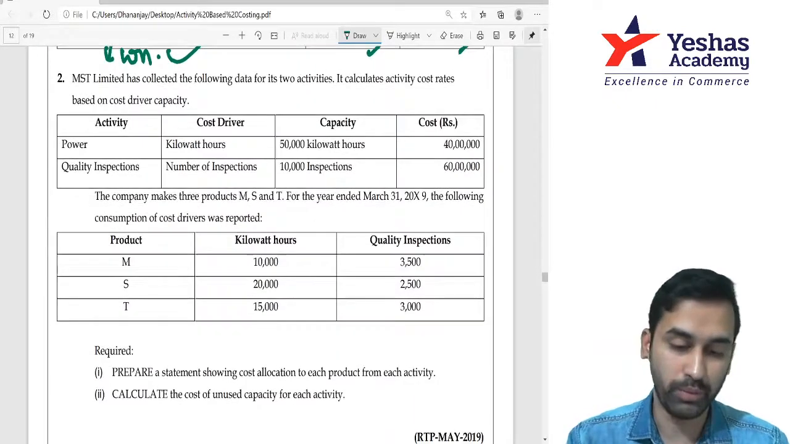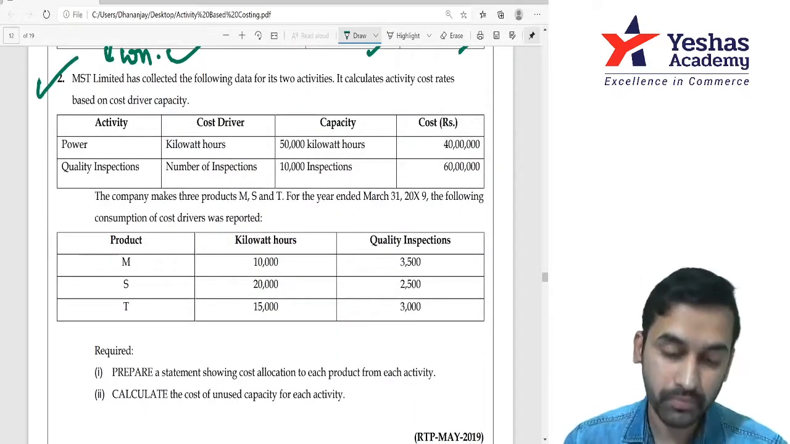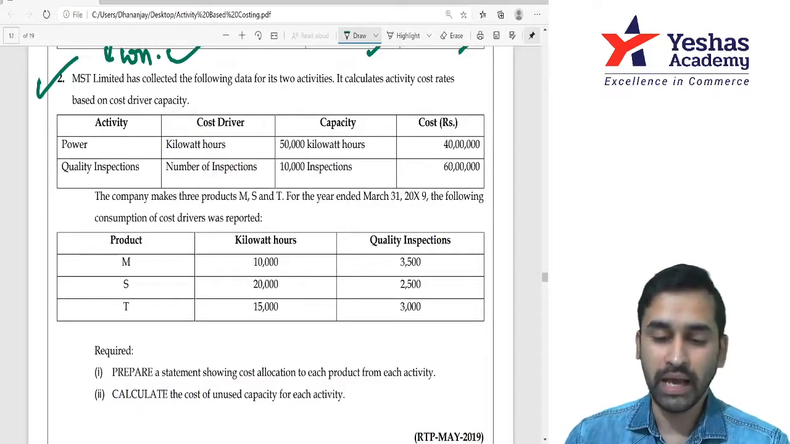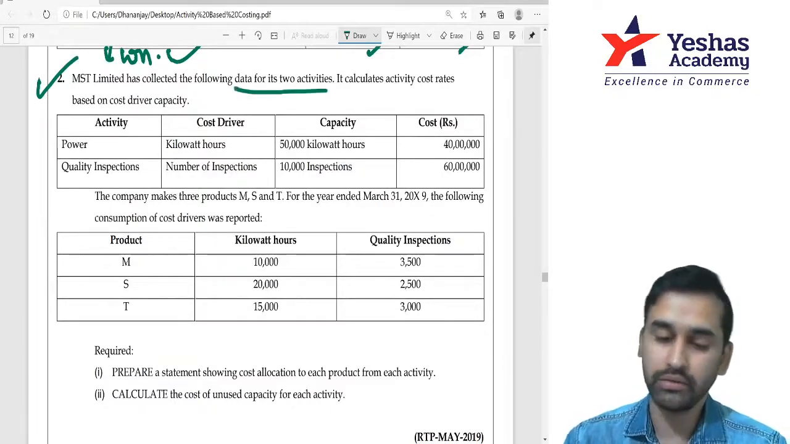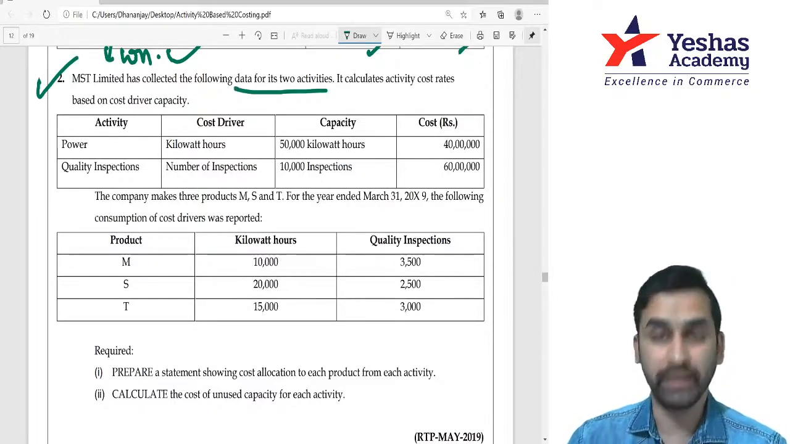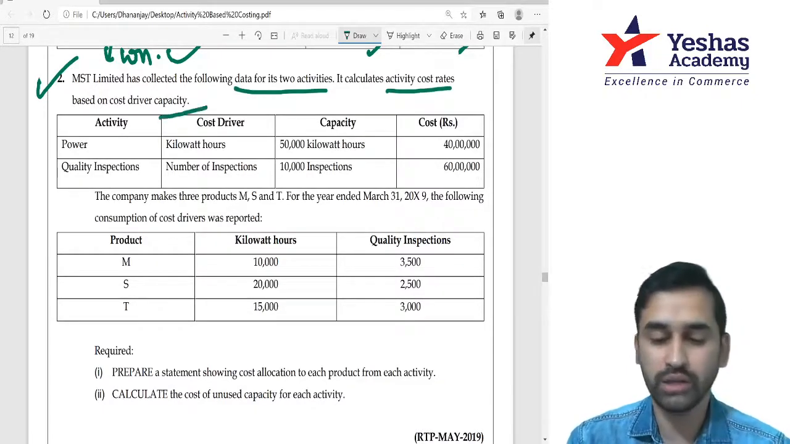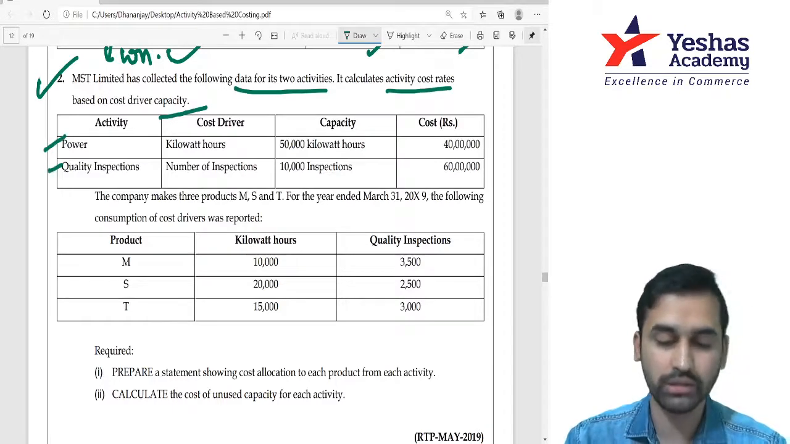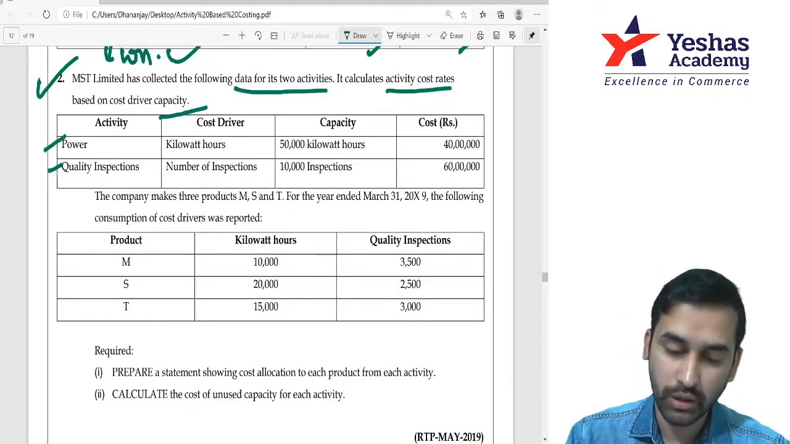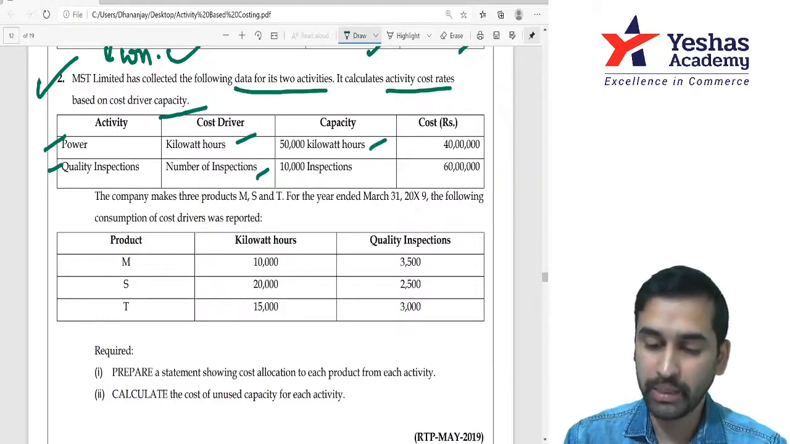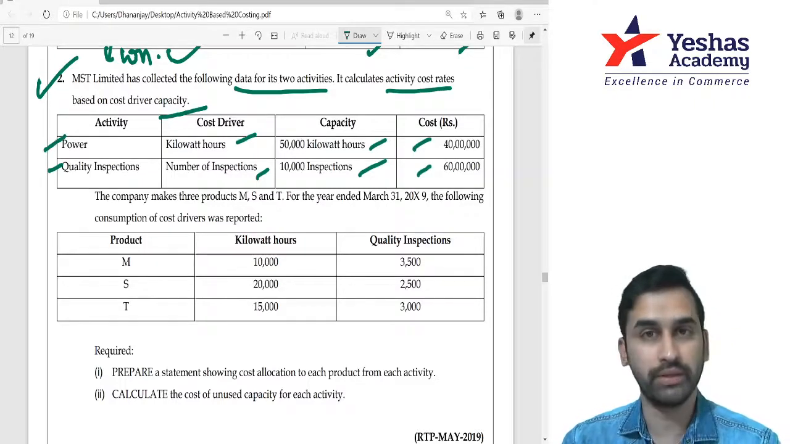Let's see one more problem. Question number 2. MST Limited has collected the following data for its 2 activities. It calculates activity cost rates based on cost driver capacity. Okay. Power cost, quality inspection cost. Cost driver is also given, capacity is given, amount is also given.